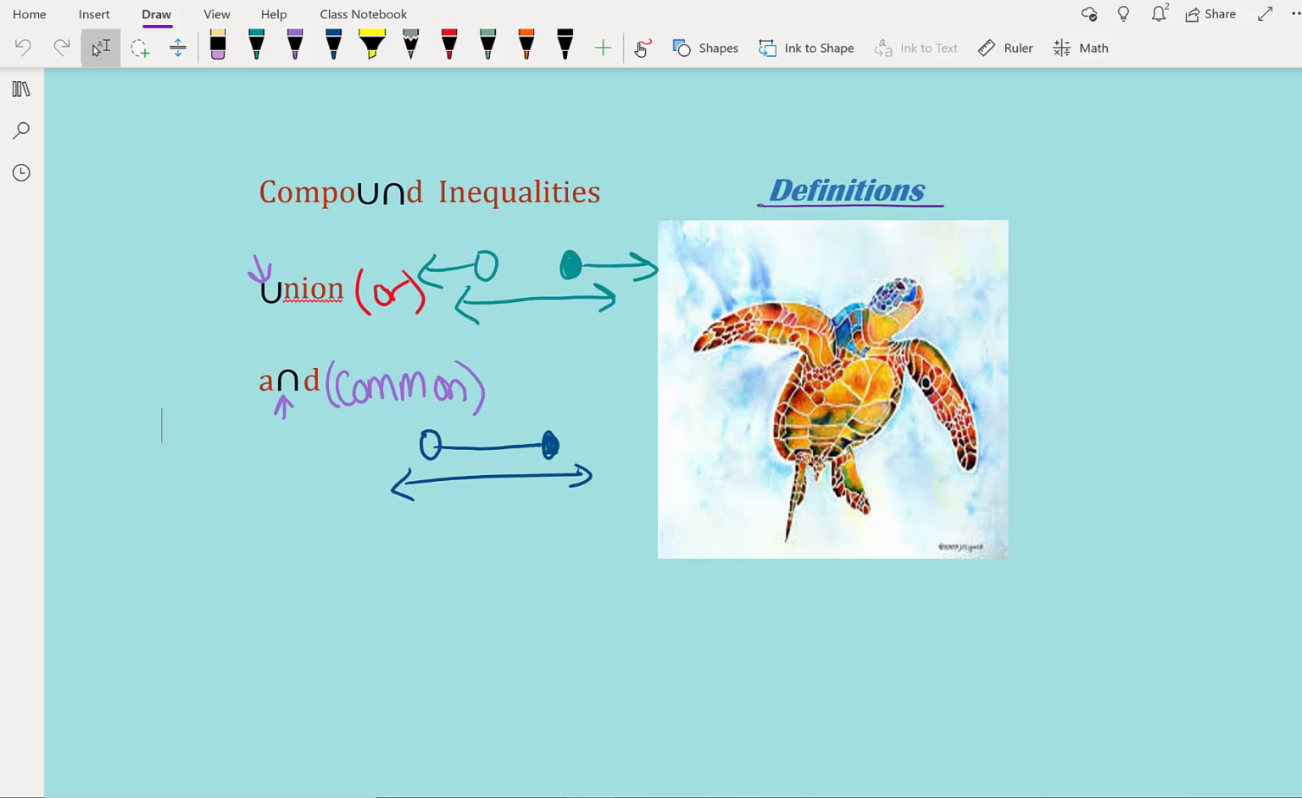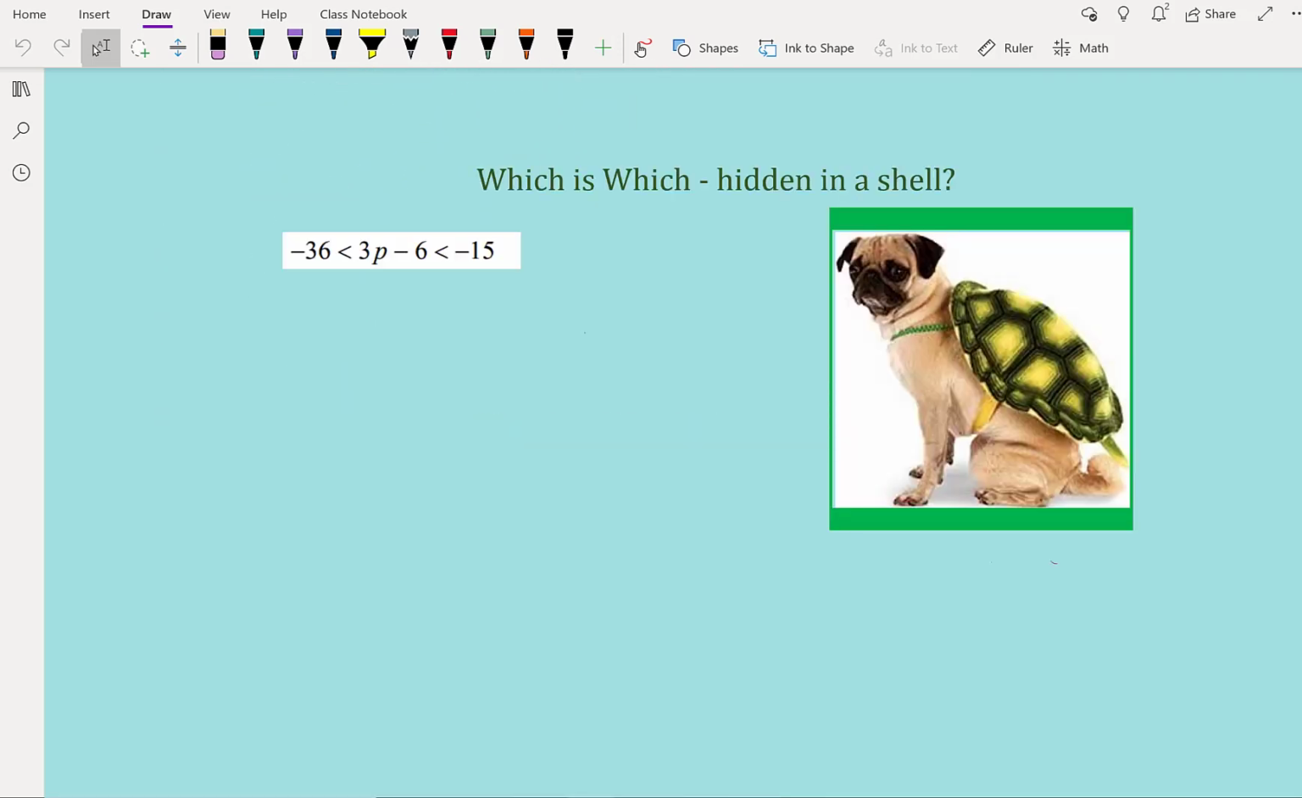So let's actually look at an example. With this example, we need to look at whether or not it's an and or an or, a union or an and. And the easiest way to do that is to figure out if the word or is in here. So I look at this and I don't see the word or anywhere, which means that it is going to be an and. It's common.